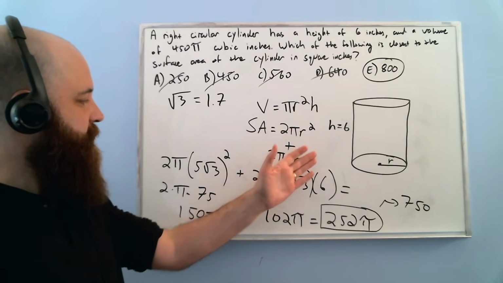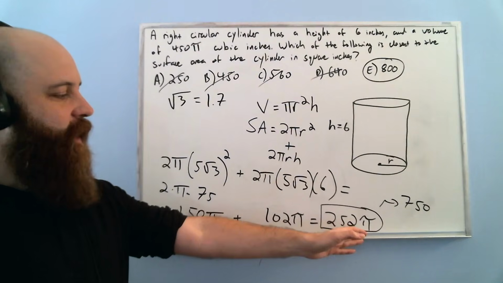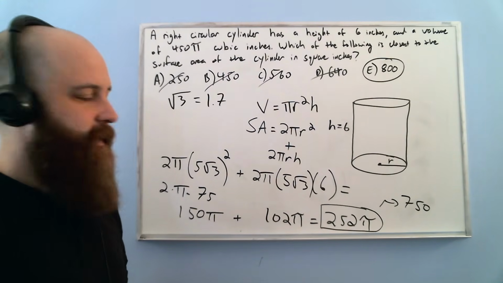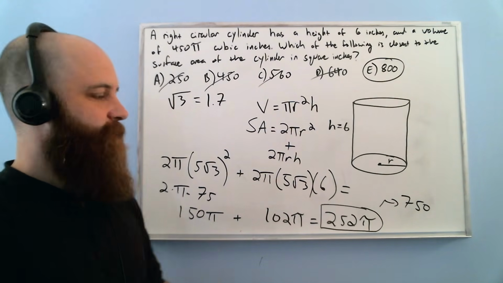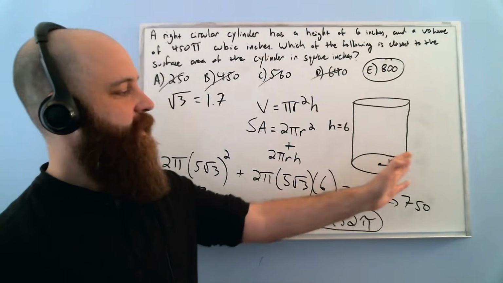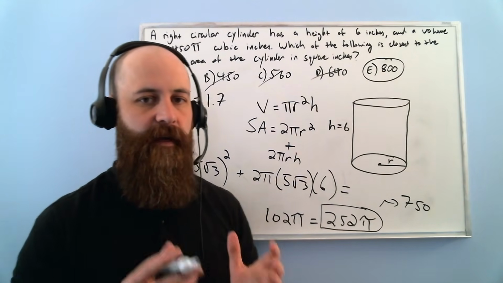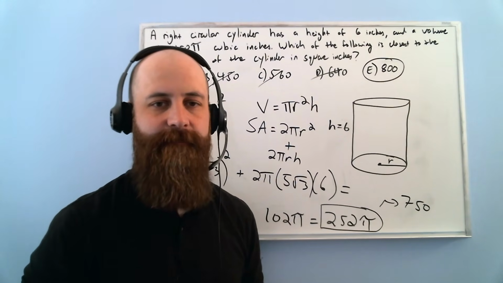But on top of that, be really careful with your calculations. Don't drop your pi, right? If I forgot about my pi, maybe I would have picked answer choice A. Be careful with your square roots. Check your work along the way. If you do all that, you get to an answer something bigger than 750, which leads us to the correct answer of E on this question. Okay, great. Let's take a look at the next one.